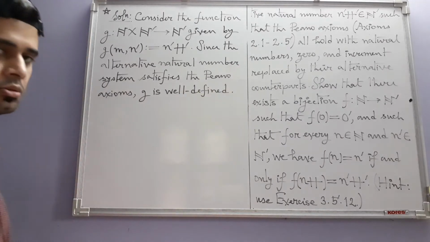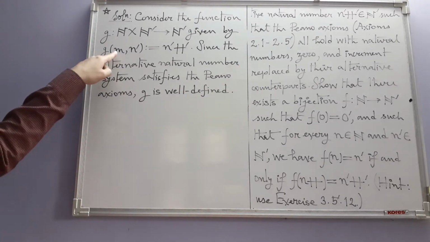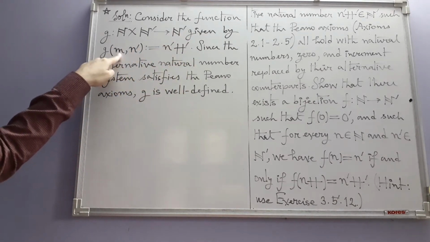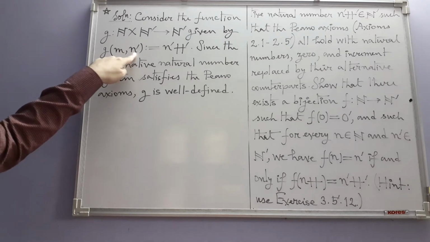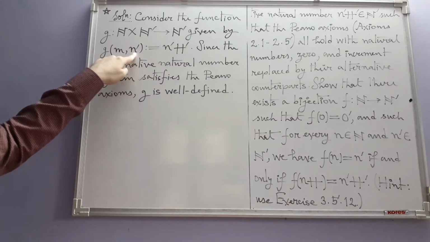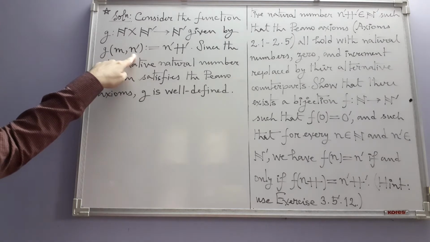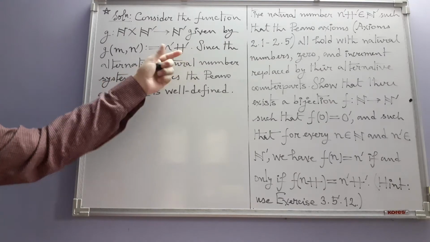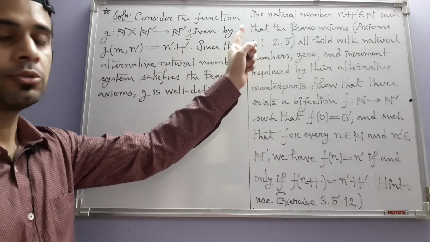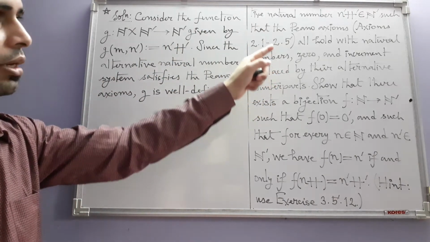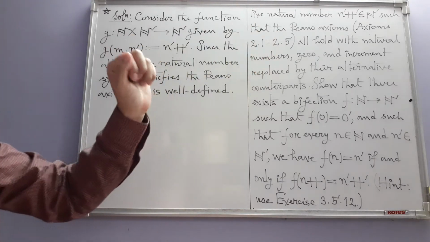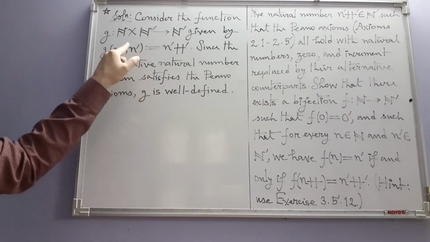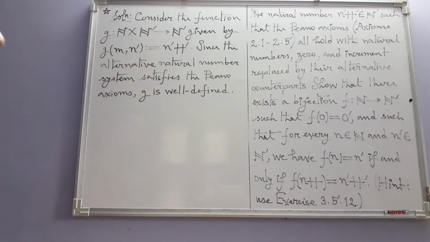And why is that true? The image after all is not depending on m, although m is there, it is depending on this alternative natural number n prime. So when we are given an alternative natural number, then there exists an alternative successor, and this is nothing but axiom 2.2, the second Peano axiom, that is also satisfied by this new system. So from there we get the fact that g is well defined.